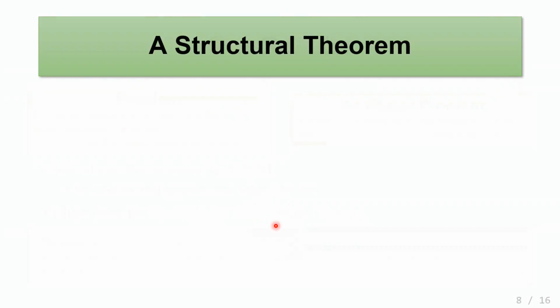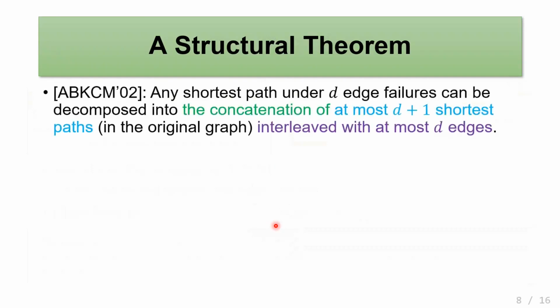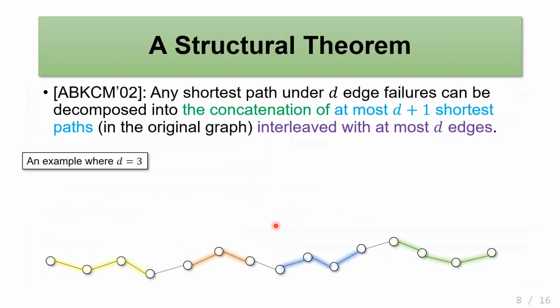So now let me introduce some techniques. First, we need the following structural theorem about shortest path under d edge failures. It proves that any shortest path under d edge failures can be decomposed into the concatenation of at most d plus 1 shortest paths in the original graph interleaved with at most d edges. Here's an example when d is equal to 3.